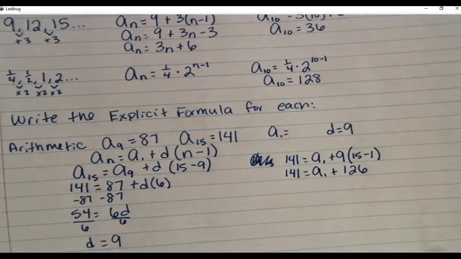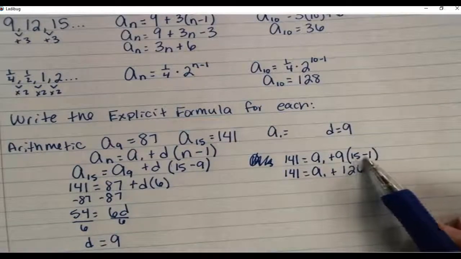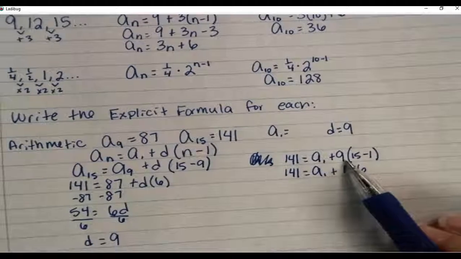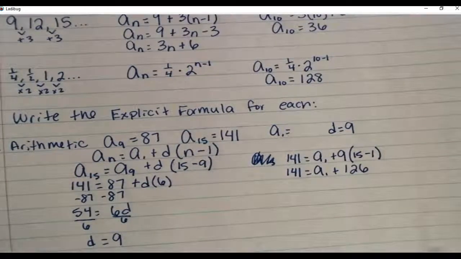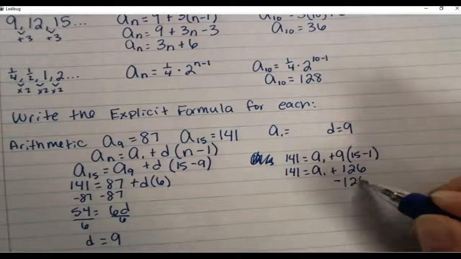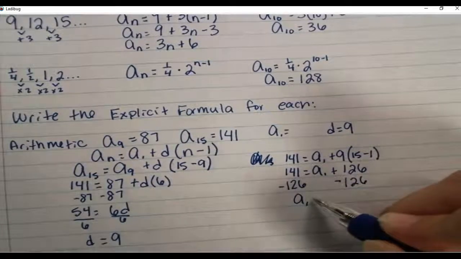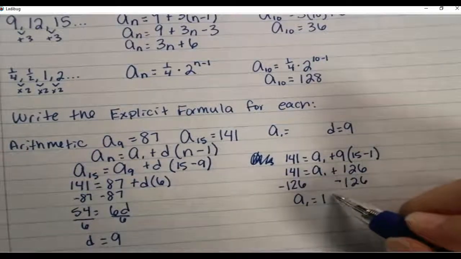And then how could I find A1? 15 minus 1 is 14, and 14 times 9. And so then I just subtract. So A1 equals 15.